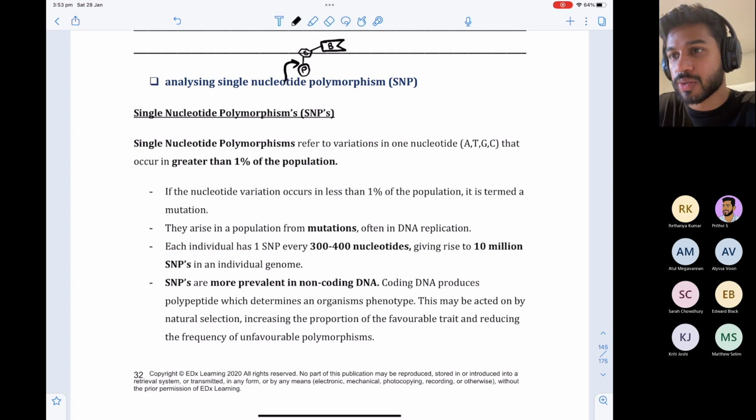Okay, so the word single nucleotide polymorphism is talking about the nucleotide, or the base, sugar, phosphate.